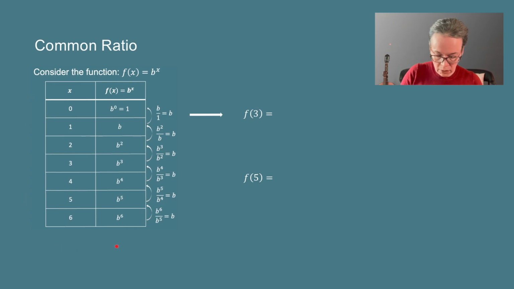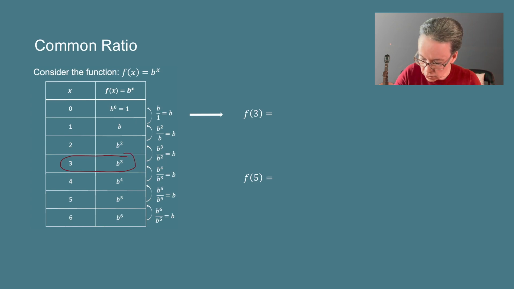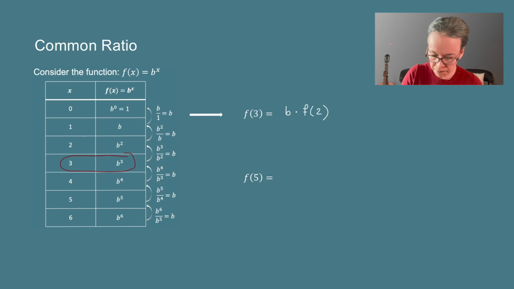So when we look at the same table that we just had before, now we can conclude the following. f of 3, for instance. Right here, when x is equal to 3, we conclude that f of 3 will be equal to b times f of 2. B, the common ratio, times the previous y value. So going one step backwards, f of 2. And what is f of 2? Well, f of 2 is b squared. And that gives us b to the third.